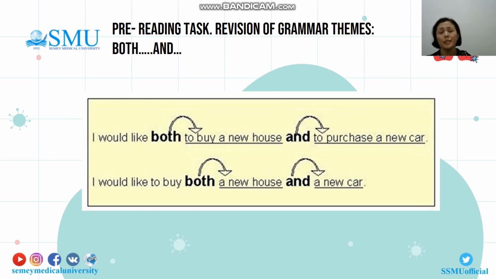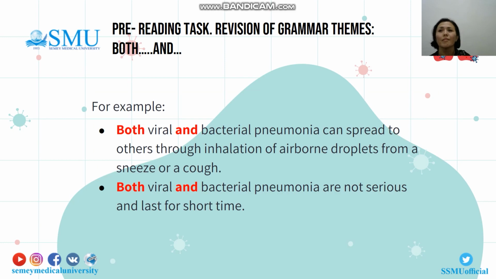The next grammar theme is the construction both and. Both and means that each of 2 things is true. I would like both to buy a new house and purchase a new car. It means that someone wants to buy a house and a car. Yes? Also, students, you have 2 sentences, yes? And as usual, please translate them into your own language using this construction.